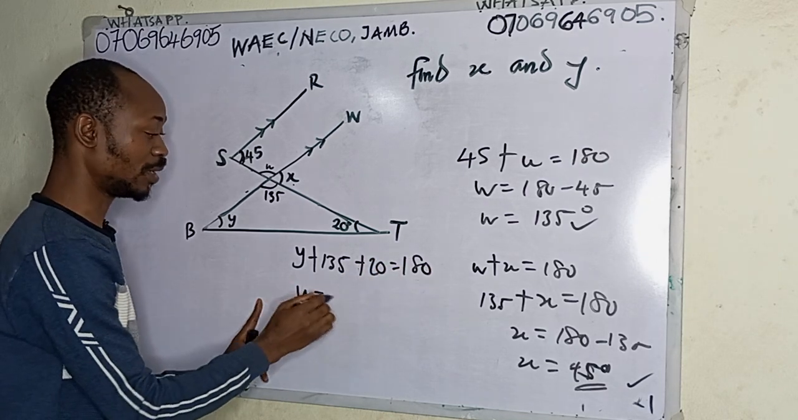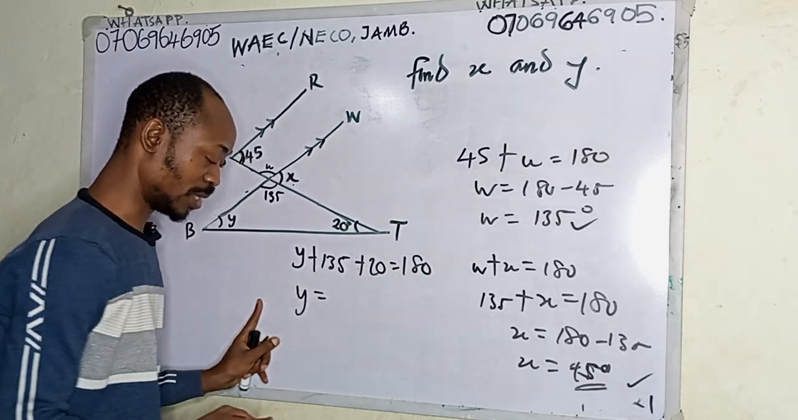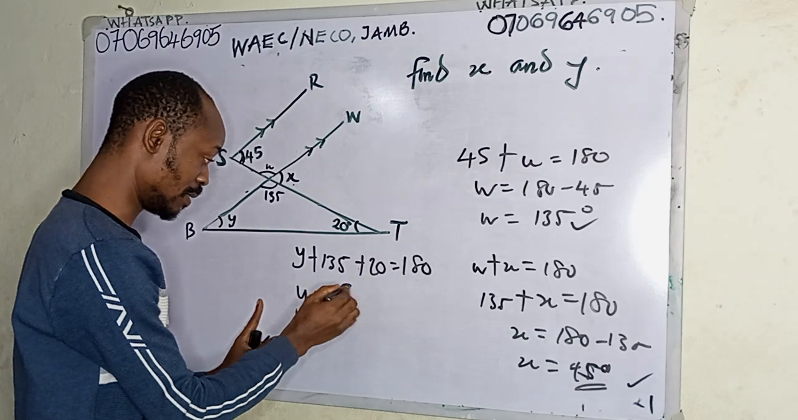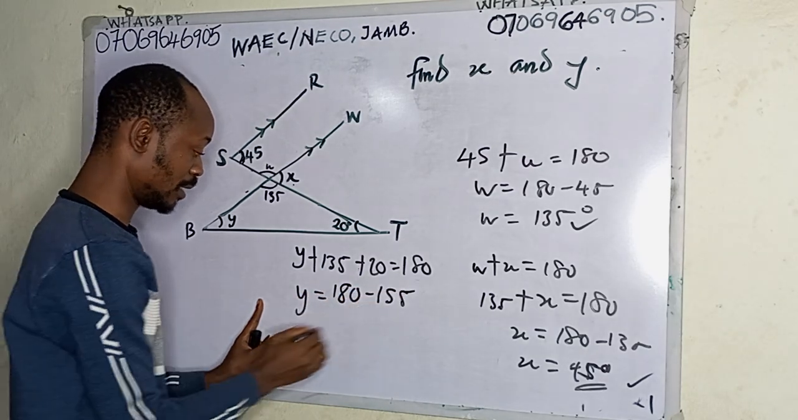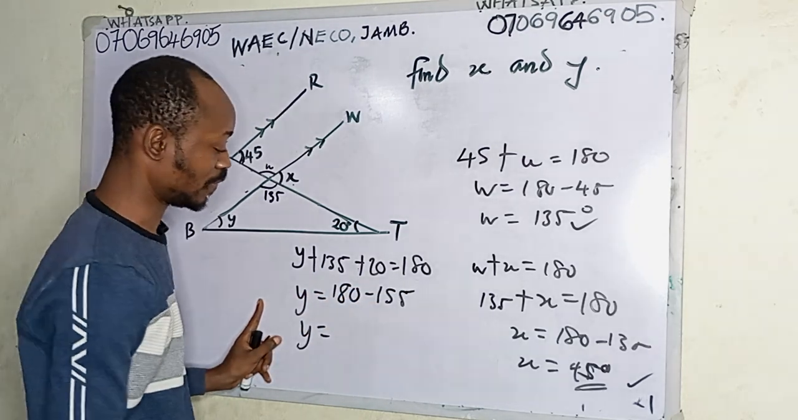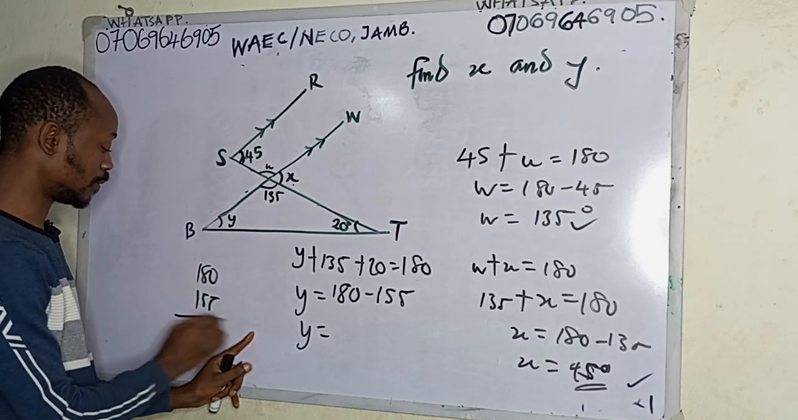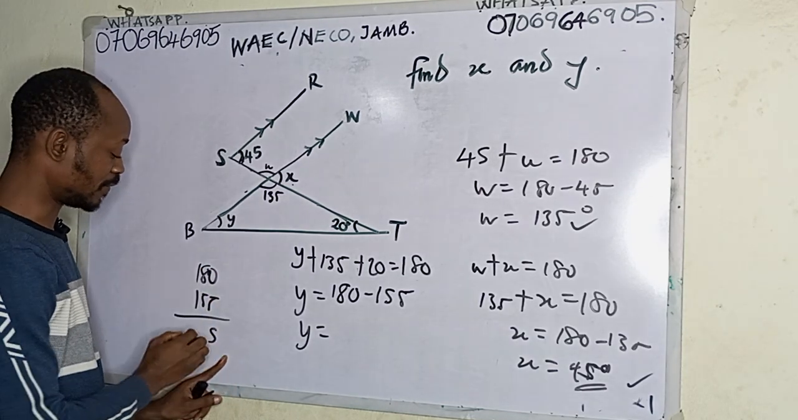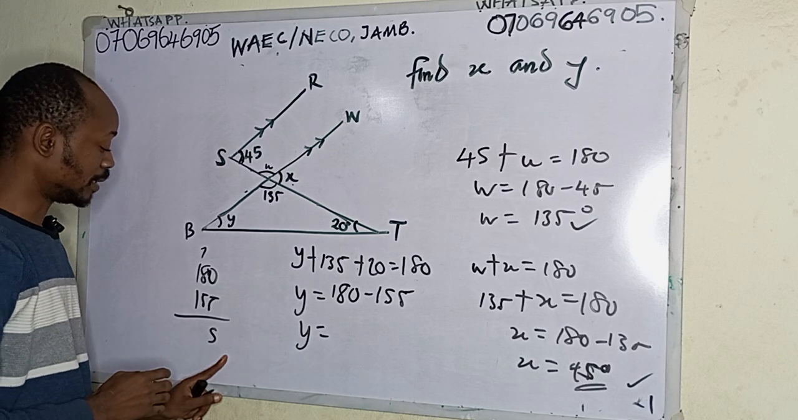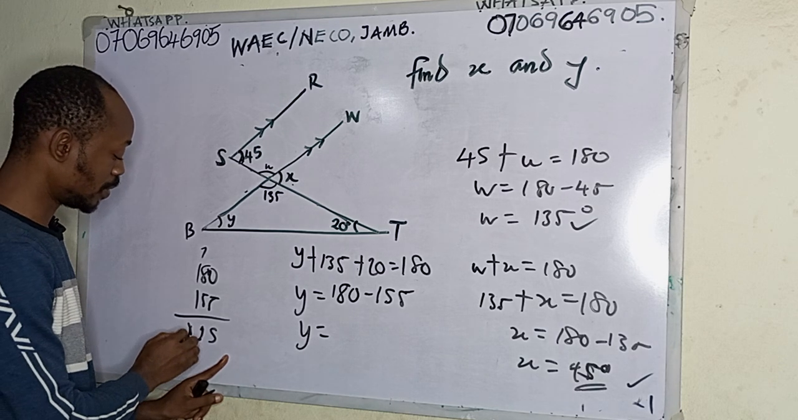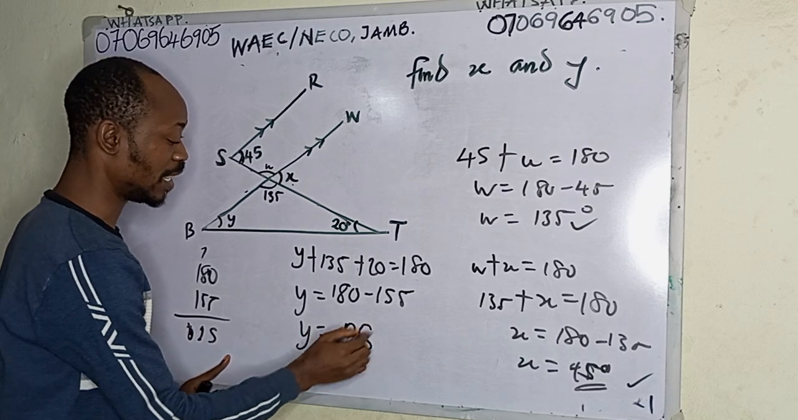So my Y is going to be what? 135 plus that 20 is 155. So 180 minus 155 will give me my Y, and 180 minus 155 should be around 25. All right. So 10 minus 5 is 5. And last, I have 7 here. 7 minus 5 is 2 and 0. So Y is 25 degrees.